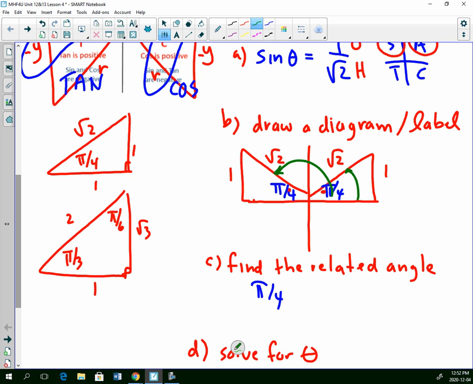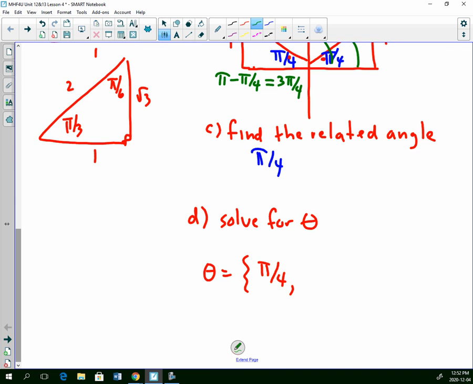Well, that angle is not quite at pi. How far is it before pi? It's pi over 4 before pi, right? So it's not quite at pi, so I'm going to subtract the related angle to find that angle. So if I do pi minus pi over 4, that equals 3 pi over 4. So that's my second solution.